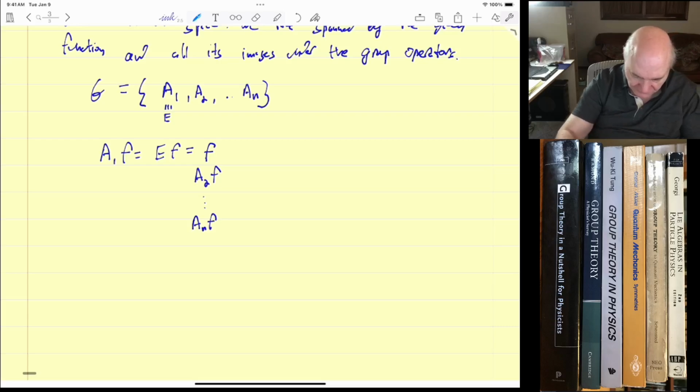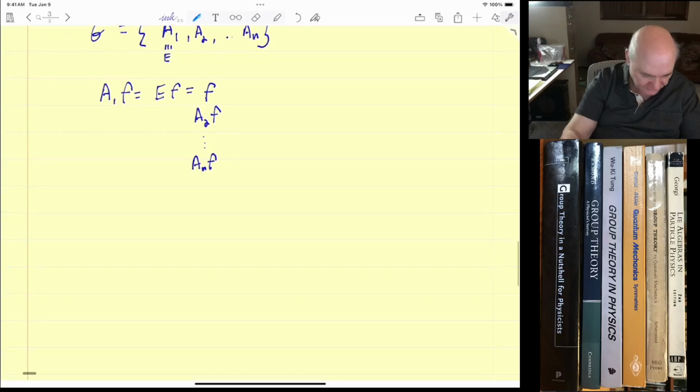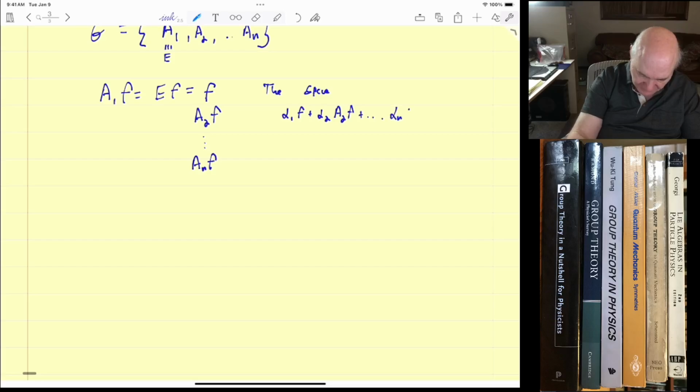Now this doesn't mean that it's going to be n independent functions, but we get a space that's invariant. So when we take the space alpha 1 F plus alpha 2 A2F plus dot dot dot alpha n AnF, where the alphas are just complex numbers, it is invariant under the group operators.